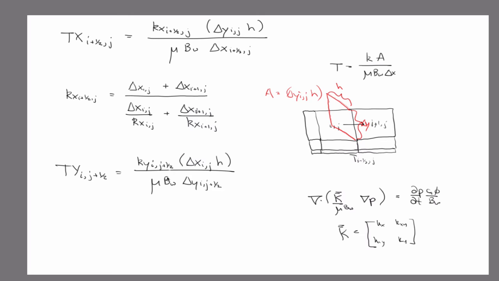The only difference here is that now we're using ky, and the area is now delta x, and again it's for the same reason. Going back to my sketch, now we're talking about the transmissibility for the flux in that direction. So this would have delta x, and this is still h. And no surprise what ky is.